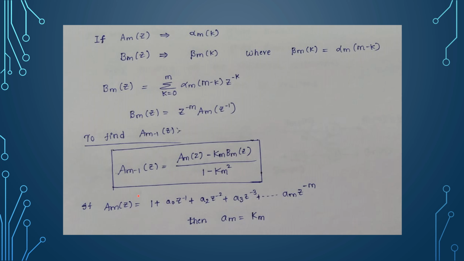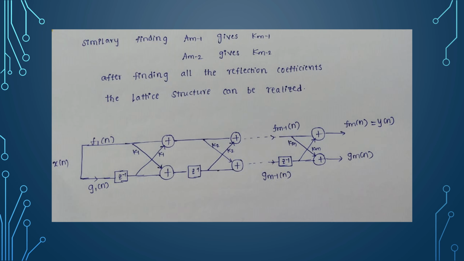If A_m(z) is 1 + a1 z^-1 + a2 z^-2 and so on up to am z^-m, the leading coefficient a_m is nothing but the reflection coefficient of the mth stage. Similarly, we can find the reflection coefficient of the (m-1)th stage from A_{m-1}, and of the (m-2)th stage from A_{m-2}, and so on. After finding all these reflection coefficients, we can realize the lattice structure using adders, delay elements and these reflection coefficients. This is the mth order lattice structure of an FIR filter, where y(n), which is nothing but f_m(n), is the output of this filter.